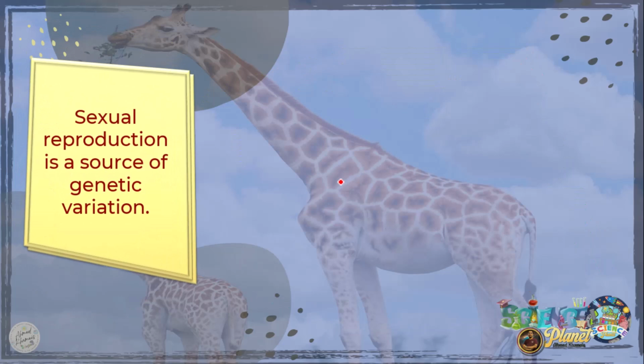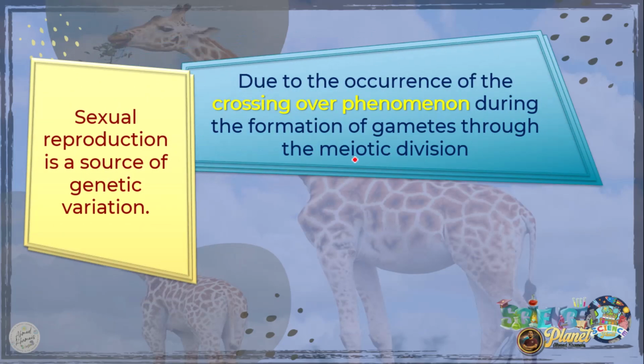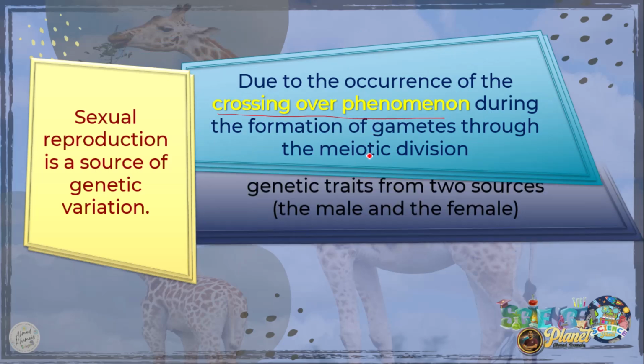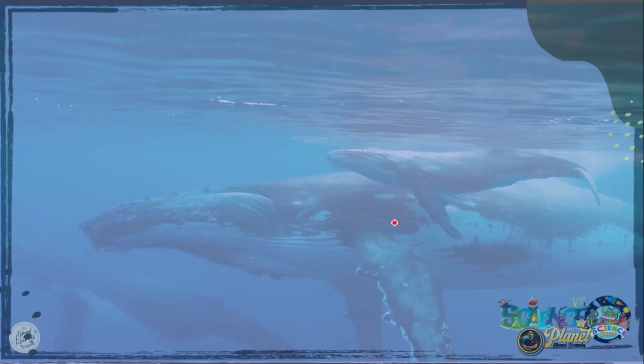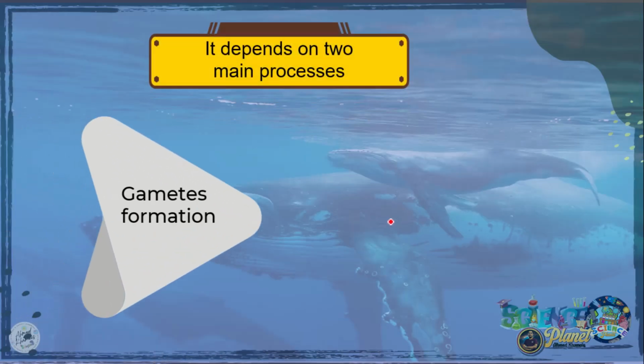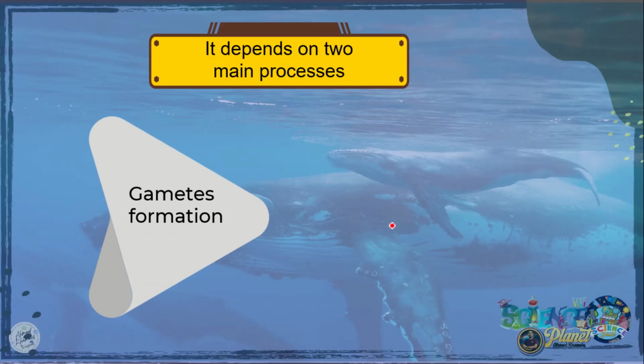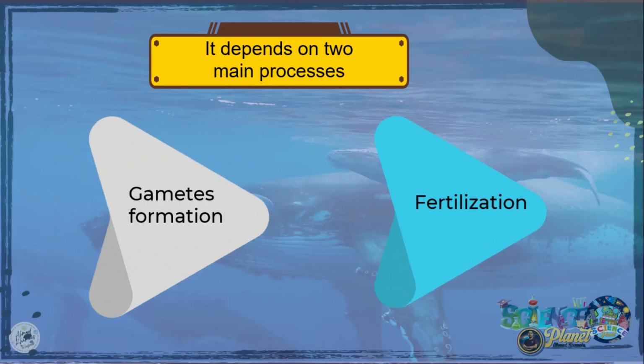So sexual reproduction is a source of genetic variation due to the occurrence of the crossing over phenomenon during formation of gametes by meiotic division, and the offspring resulting from sexual reproduction gets half of its genetic material from one parent and the other half from the other parent. And it depends on two main processes, gamete formation and fertilization.